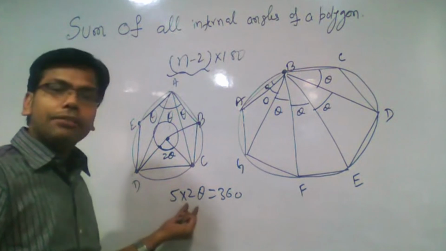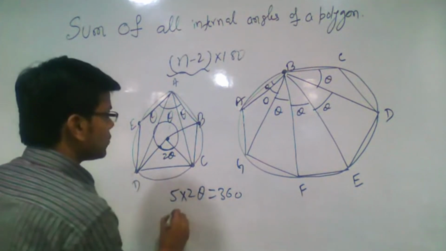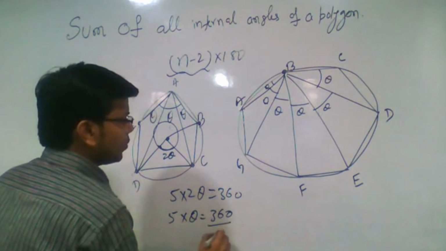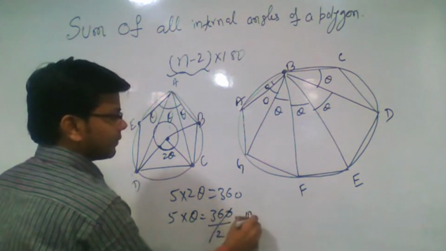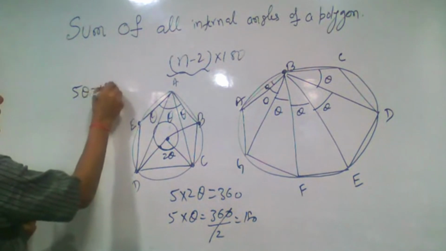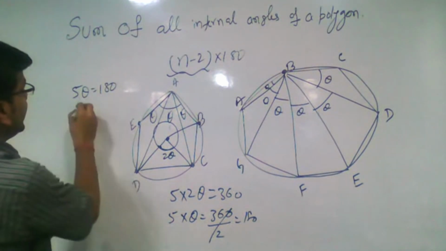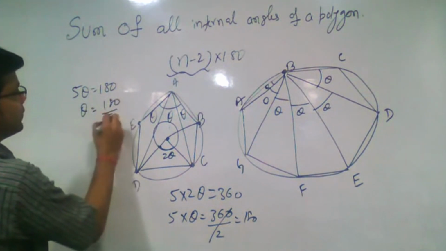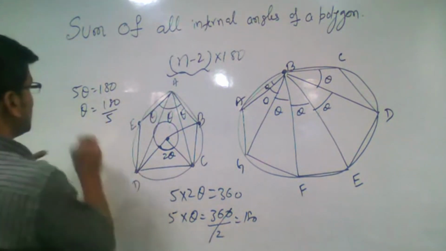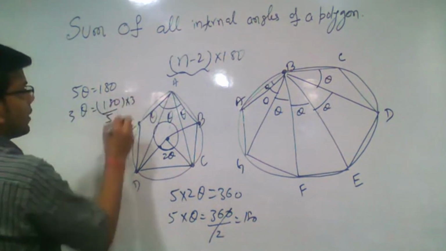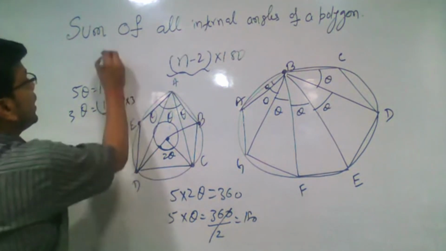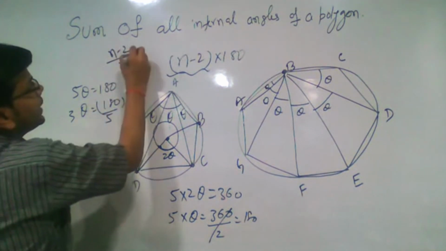So I can say 5 into 2 theta is 360. So 5 into theta is equal to 360 divided by 2, that becomes 180. So if 5 theta is 180, theta becomes 180 by 5. And at A we have 3 theta. So 3 theta becomes 3 into 180 divided by 5. That is nothing but n minus 2 divided by n into 180 degrees.